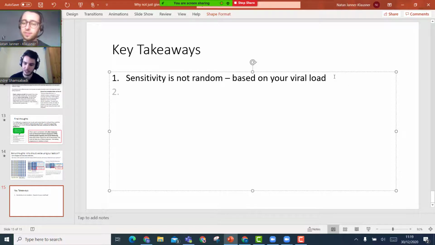And obviously, the probability of sitting on the peak of that distribution is higher than sitting on the other bits. There are more people at that peak than at the other bits. Exactly. And therefore, you are more likely to sit at that peak if you have COVID.